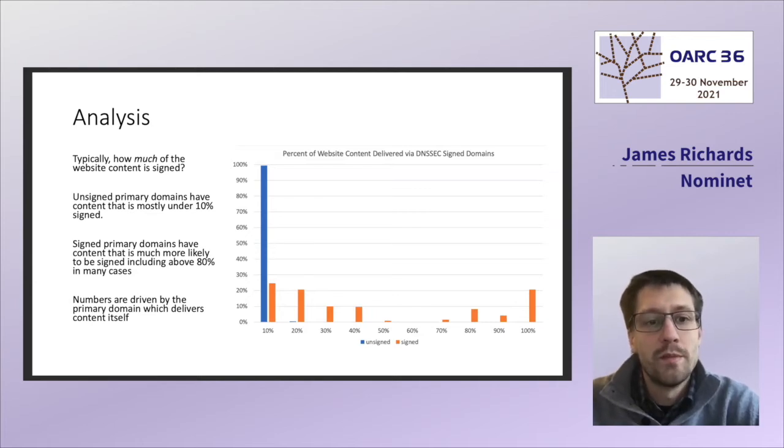If we look at websites that are signed at the primary domain, you're much more likely to get more content signed from other DNSSEC sources, or indeed from the primary domain itself. You can see here on the right with the orange chart, quite a lot of the signed websites are actually fully signed, with all of the content being delivered from DNSSEC source domains. So really getting that primary domain signed, so that all of your relative references are delivered from DNSSEC secure sources, is quite important.